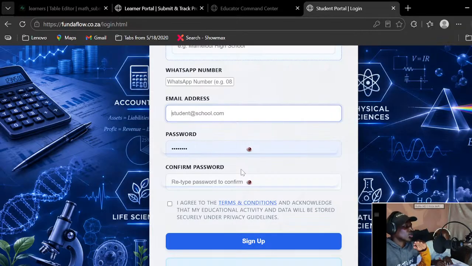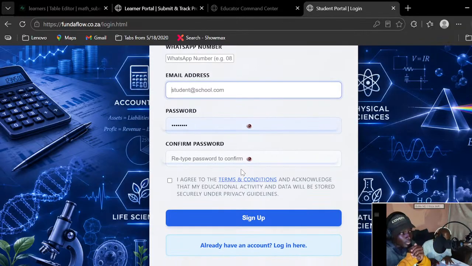Remember, you really do need your email because you're going to confirm your account using that email, so don't use just any email that doesn't work. You have to confirm it. After that, you can agree to the terms and conditions, then sign up.